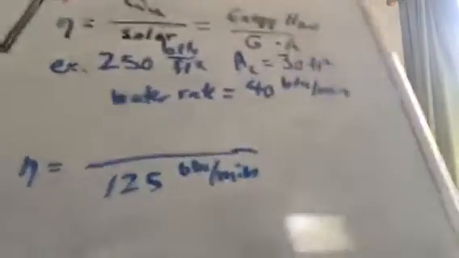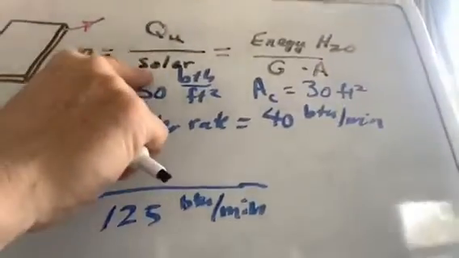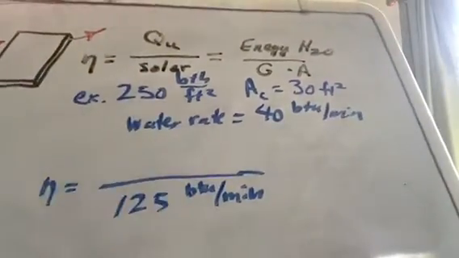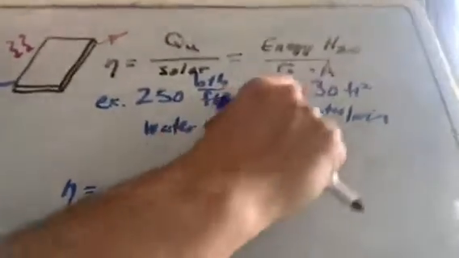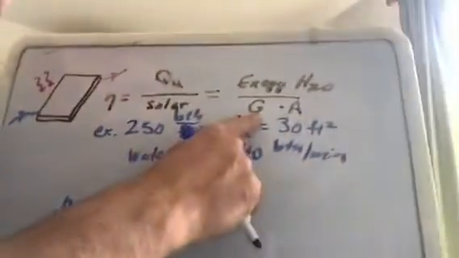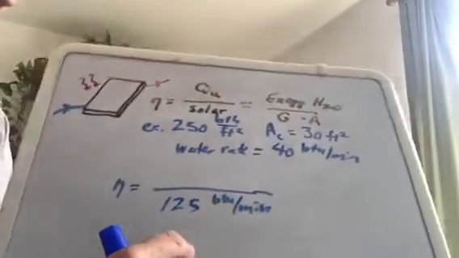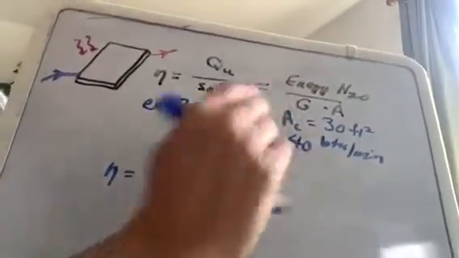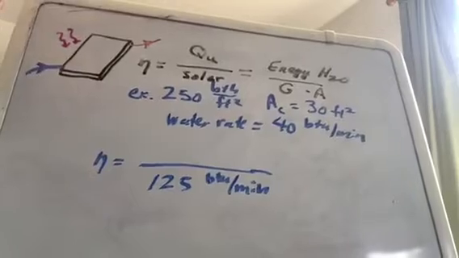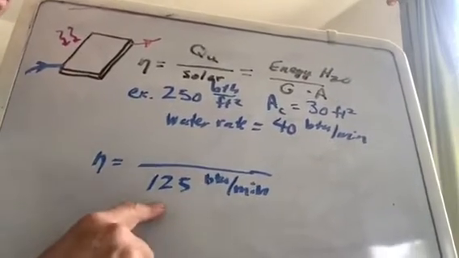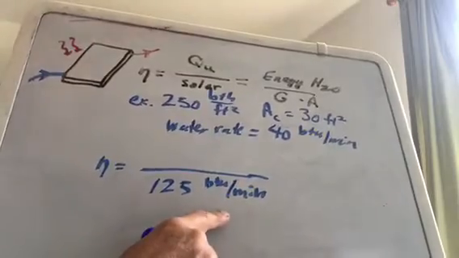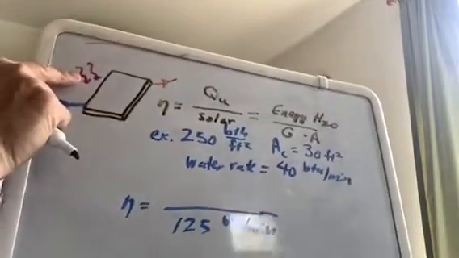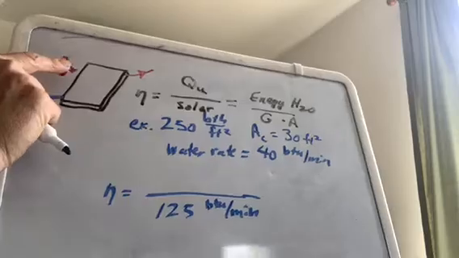Okay, first step. In the denominator, I want to get the rate that solar is coming in. How much solar is actually coming in? The way to get that is to get the rate that solar is coming in per unit area multiplied by the area. So I did 250 times 30, but for reasons that you'll see, it'd be nice to have it in BTUs per minute. So I divided, and we have 125 BTUs per minute. So hitting this collector every minute is the energy of 125 matches.